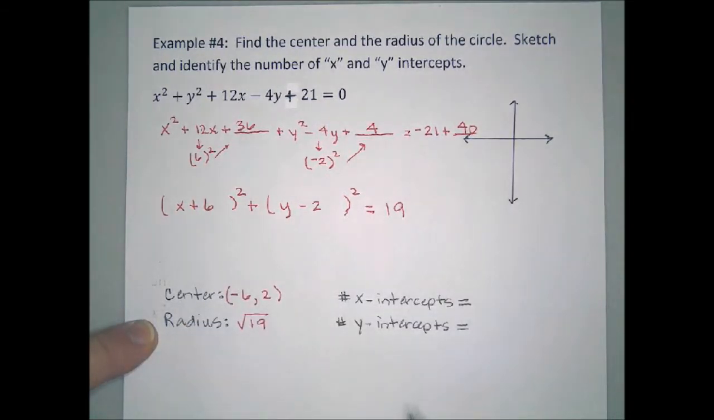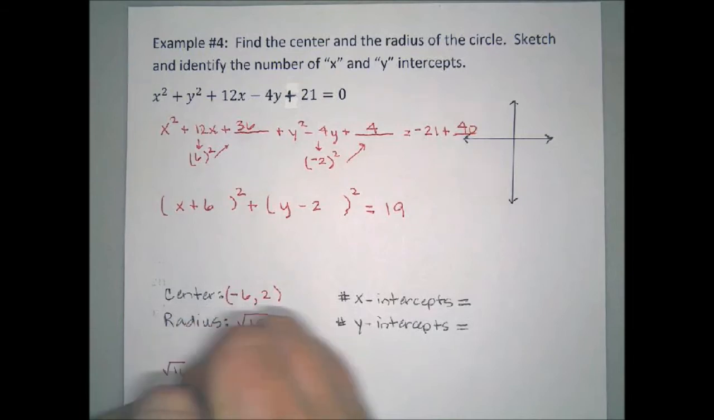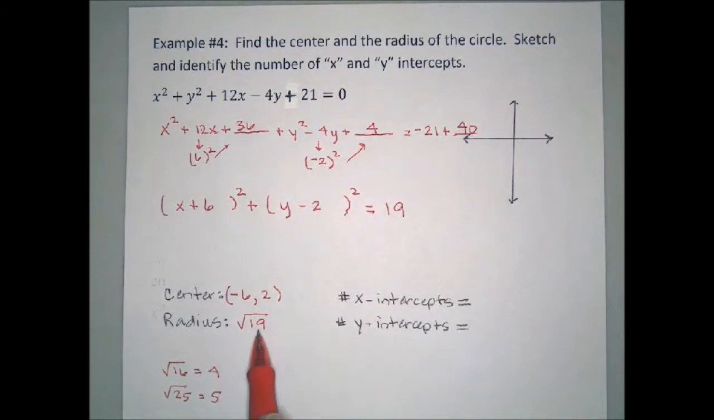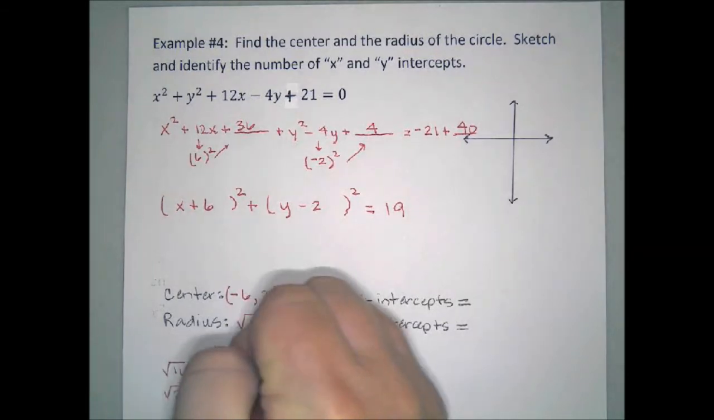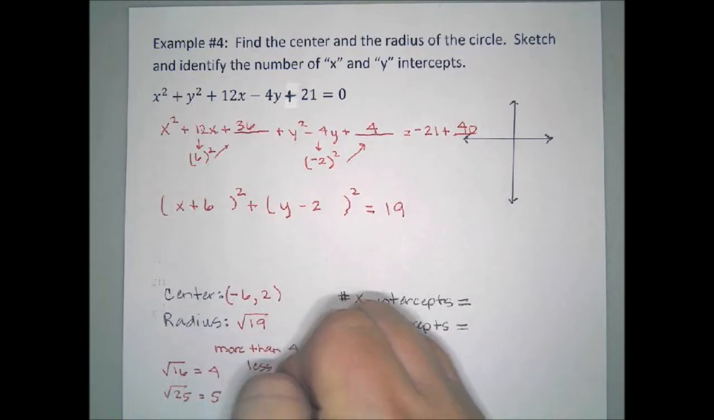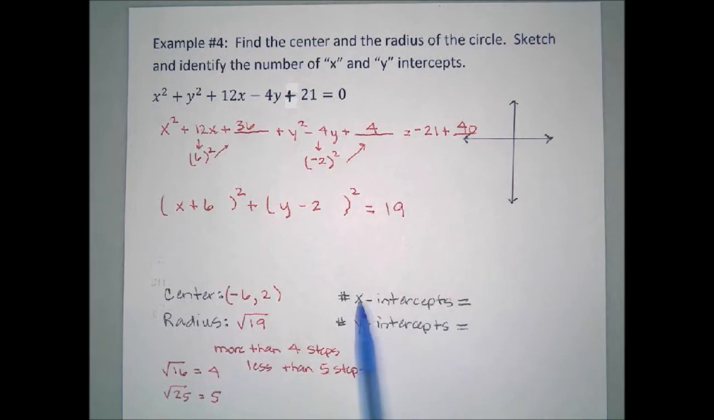Now, if you didn't have a calculator, we're going to ask you to sketch this. So if you don't have a calculator, here's what you can do. Square root 19 is somewhere between square root 16, which is 4, and square root 25, which is 5. So think of square root 19 as somewhere around 4.5 steps. Okay, more than 4, but less than 5. So more than 4 steps, but less than 5. Now you might be wondering, why are we doing that? Because you're going to be asked to sketch the circle and identify the number of x-intercepts and y-intercepts.